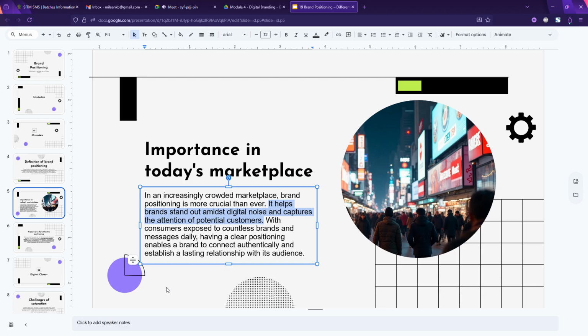So we do brand positioning so that it enables a brand to connect authentically and establish a lasting relationship with its audience. So a brand positioning has to be factual. It has to be true, of course, and then it has to be something different. That's why in marketing, thinking out of the box is a very common term. Like everybody wants people to think out of the box.